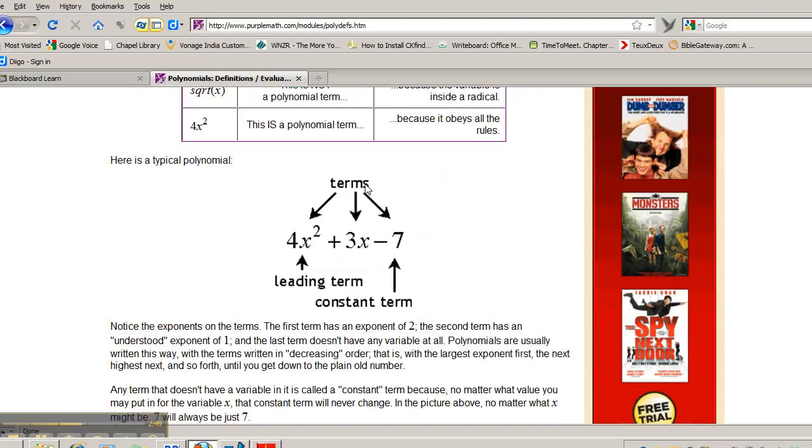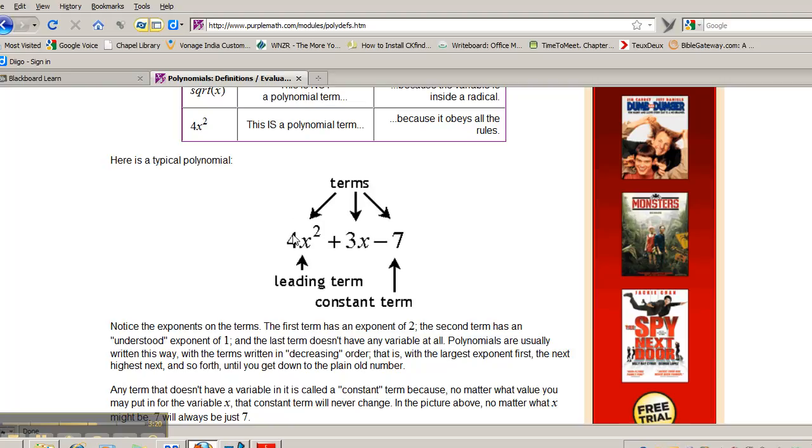Again, terms are separated by addition and subtraction, and then the term that has the highest power of the variable, where the value of the exponent is the highest, in this case is the term 4x squared, because x squared is the highest power of x. That's called the leading term, and typically in your textbooks and when you give answers, you would want to order the terms in a polynomial from highest power to lowest.